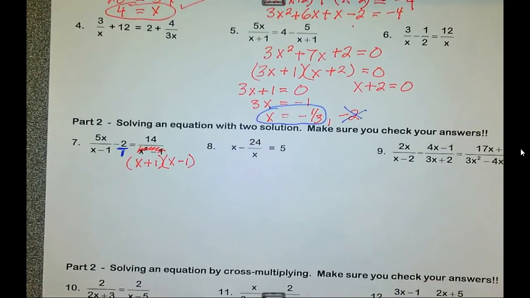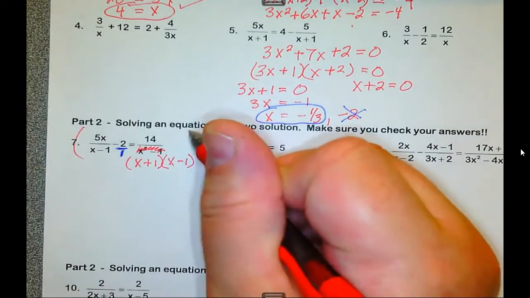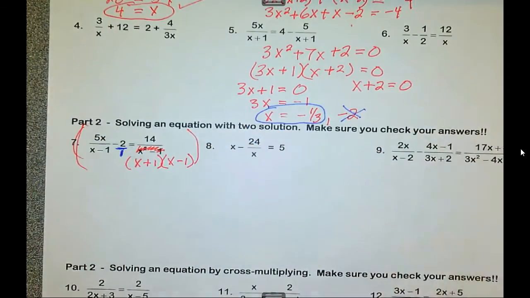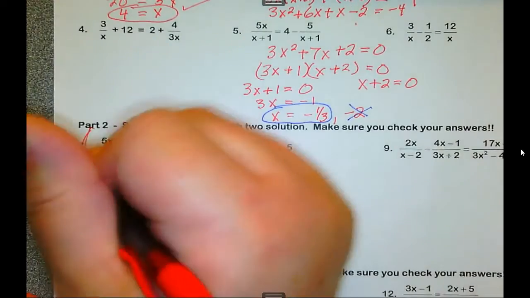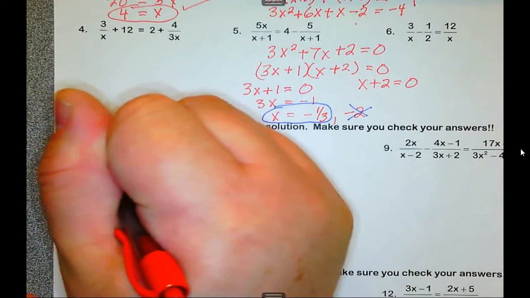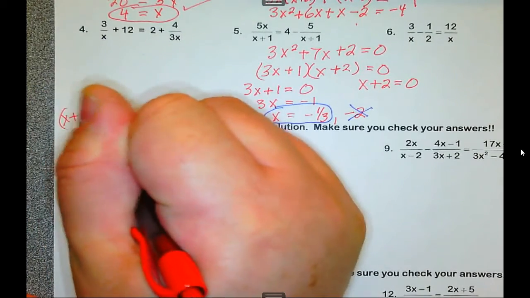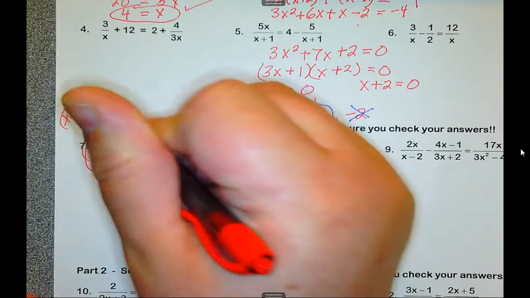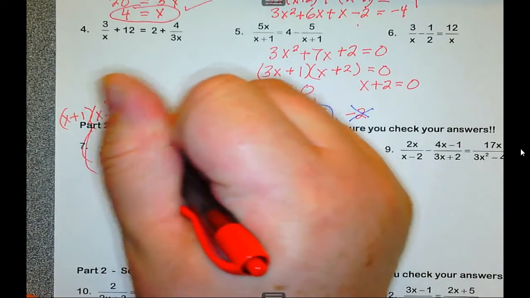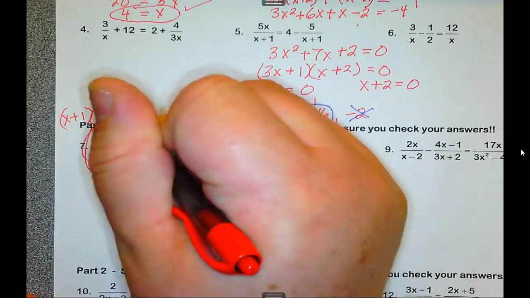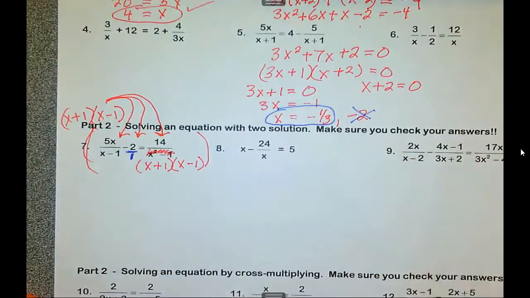What's my least common multiple that I'm going to multiply this whole thing by? X plus 1, x minus 1. Going to multiply to each term.